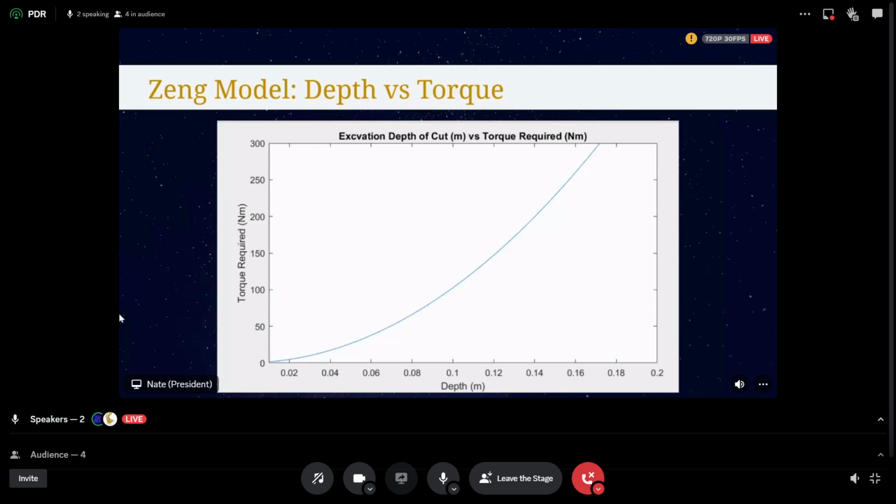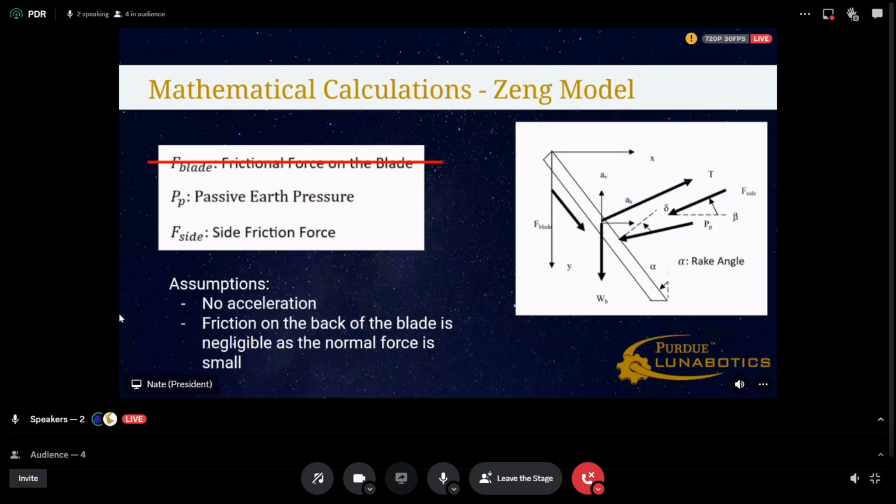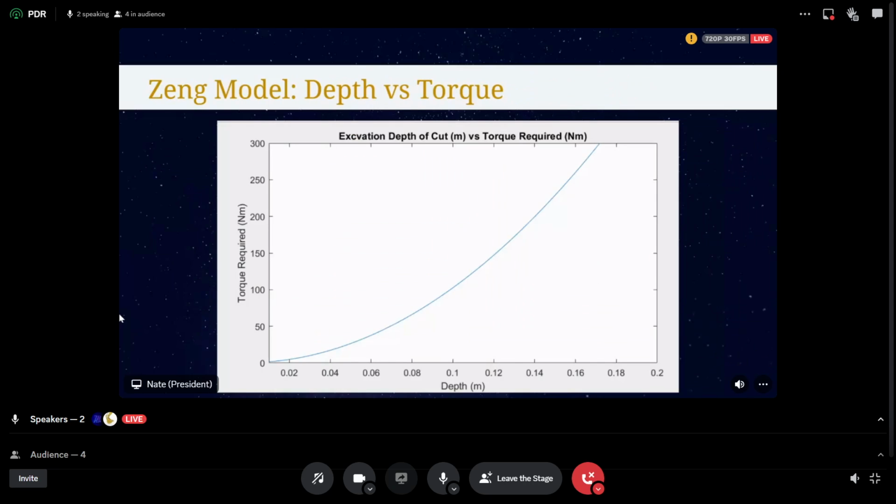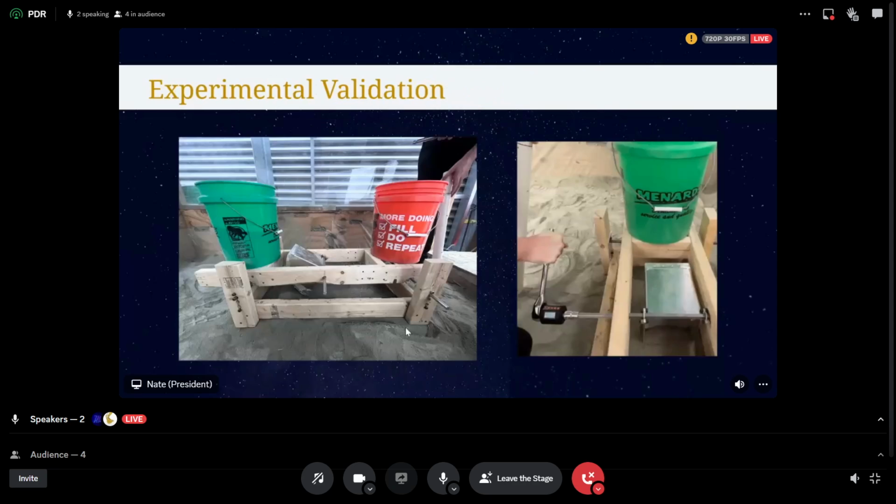So based on these results and the V2 prototype, a relationship can be derived between depth of cut and torque required at a max angle of about 85 degrees as our rake angle, so the angle of the blade with respect to the ground. Which you can see it gets very high as we go into reasonable depth of cut to get sufficient volume.